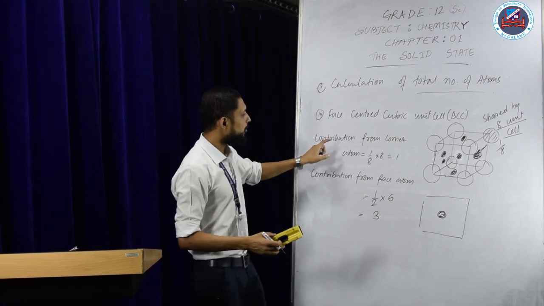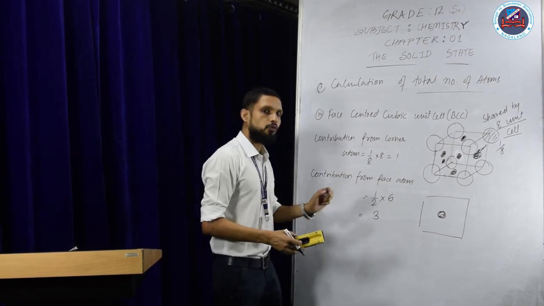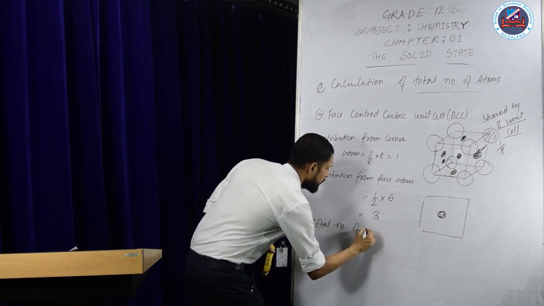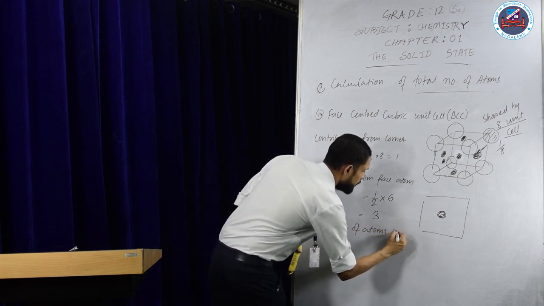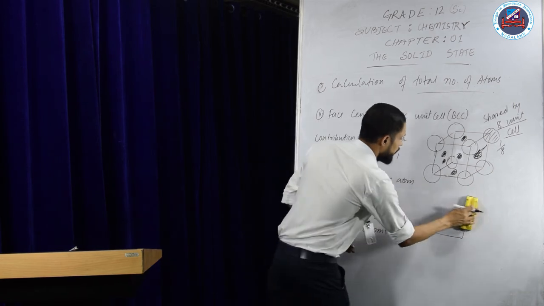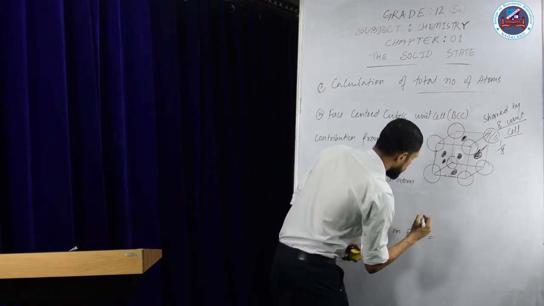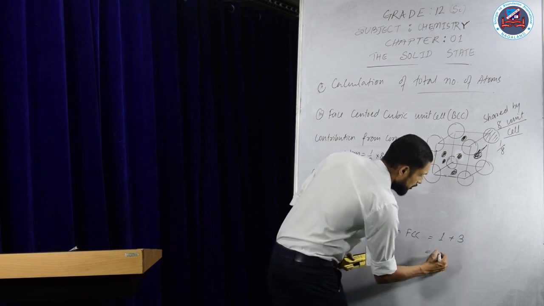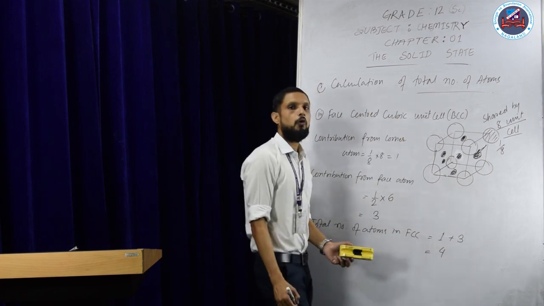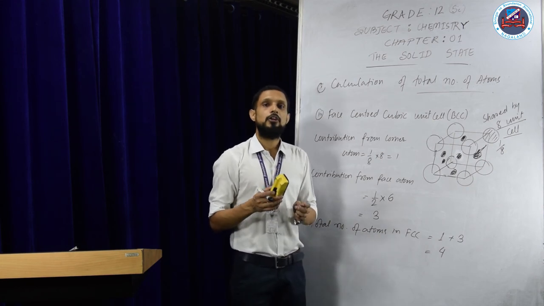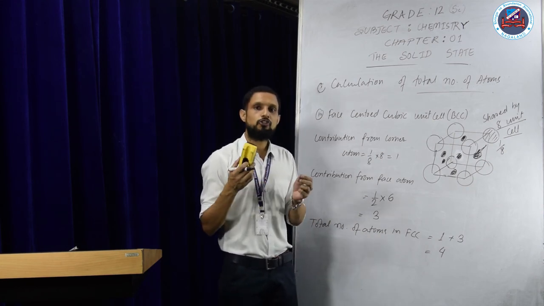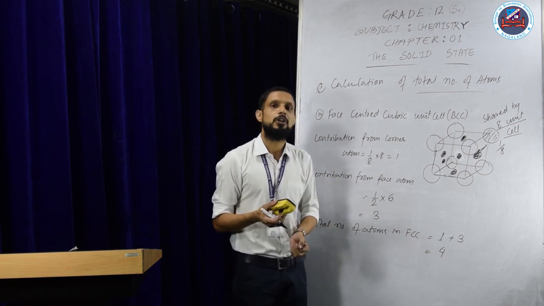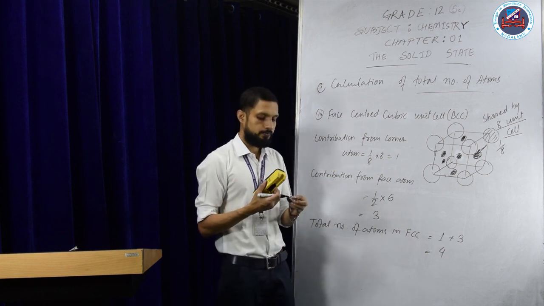So you can see from corner you get 1, from face you get 3. So the total number of atoms in the face-centered FCC crystal lattice is equal to 1 from corner and 3 from face. So the total number of atoms is equal to 4. So in a simple cubic, you have 1 atom. In a body-centered cubic unit cell, you have 2 atoms. In a face-centered cubic unit cell, you have 4 atoms.